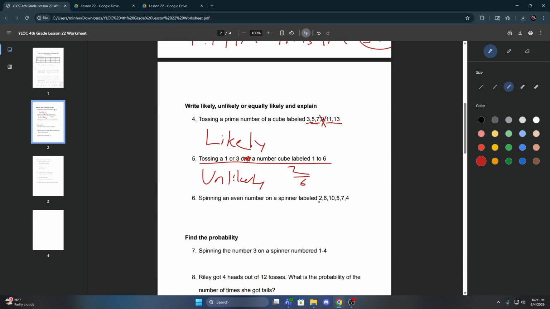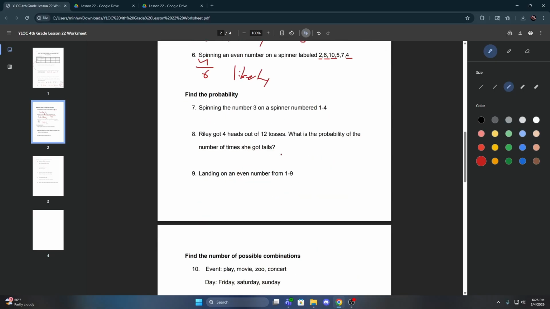And 6, spinning an even number on a spinner labeled with these numbers. Let's see. This is even, that's even, that's even, that's even. That's even. So 4 of the 6 here are even. So that is likely. It is more than half, right? That is it. All right.